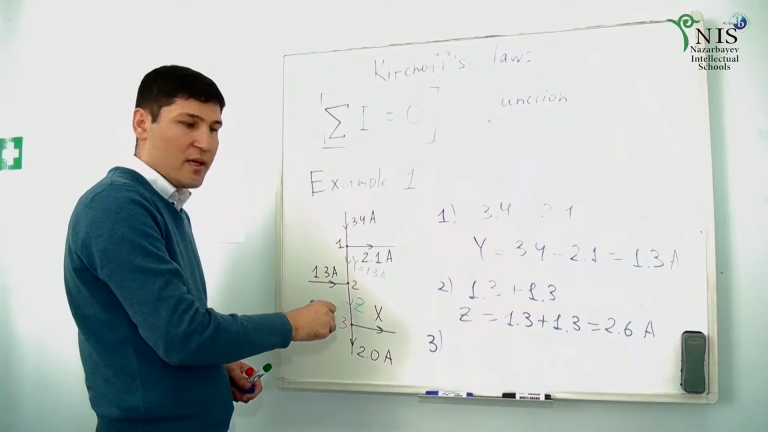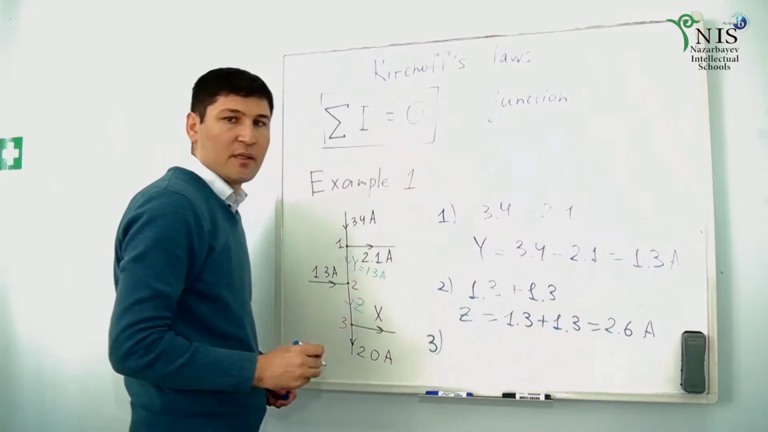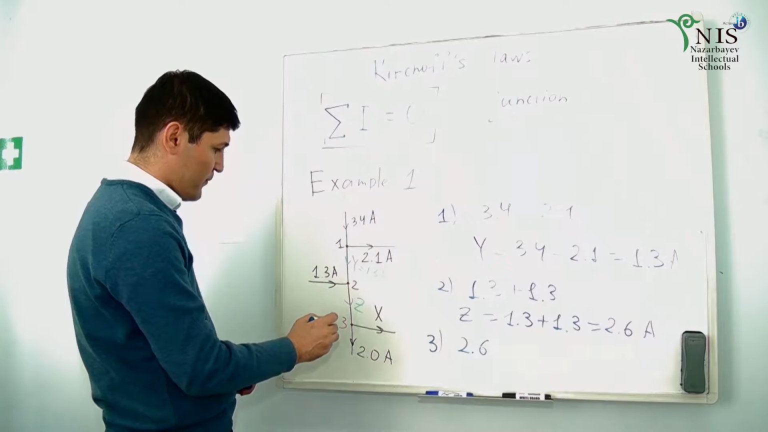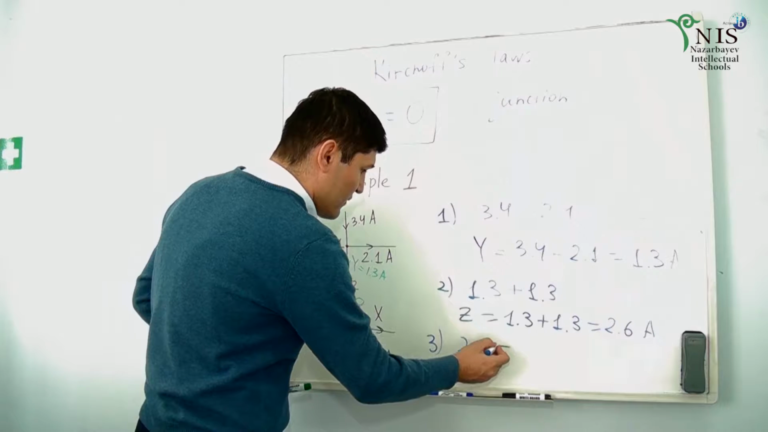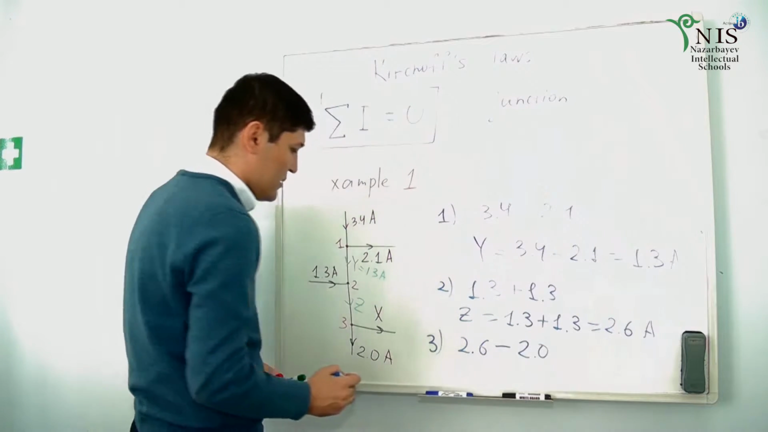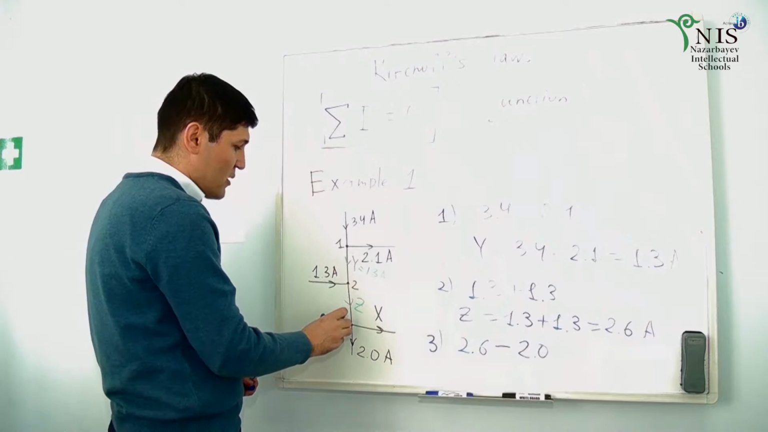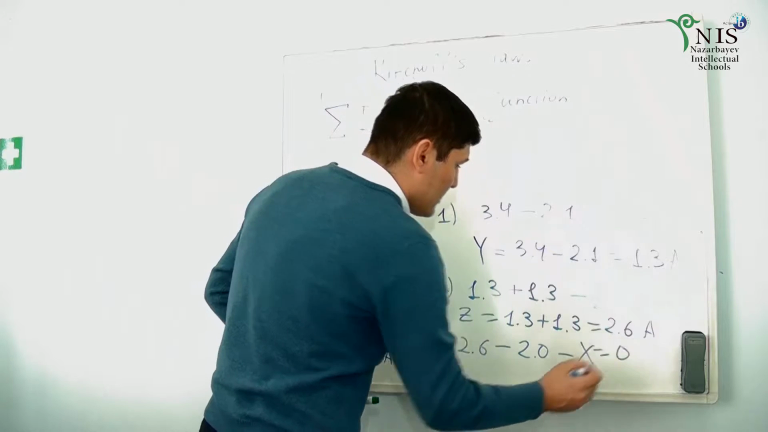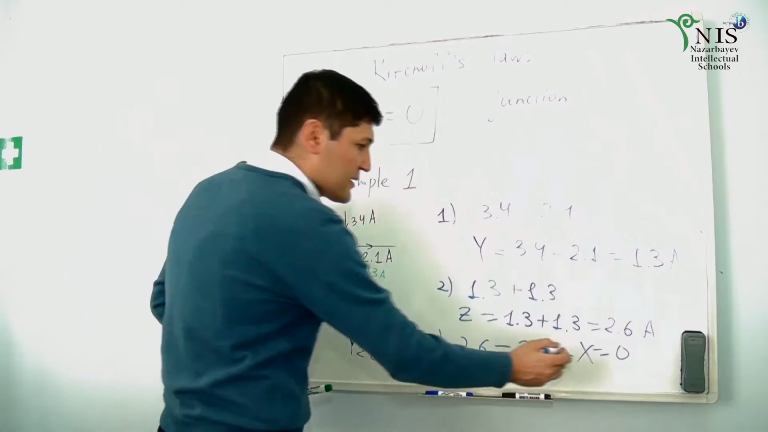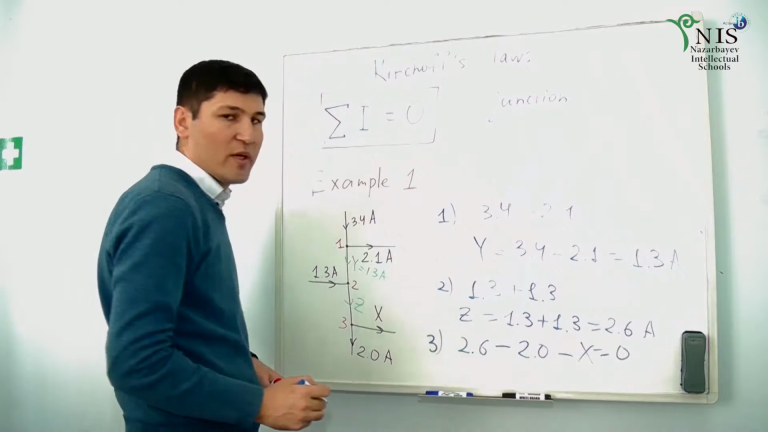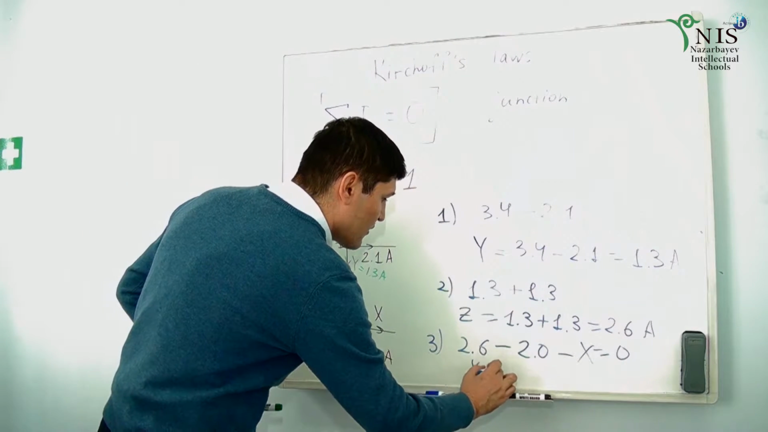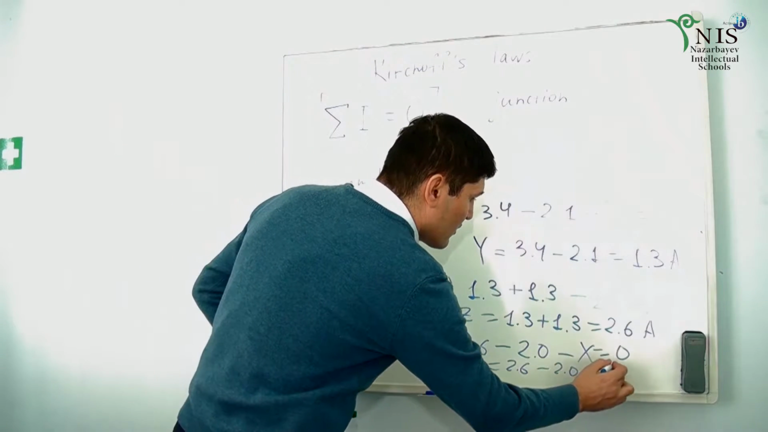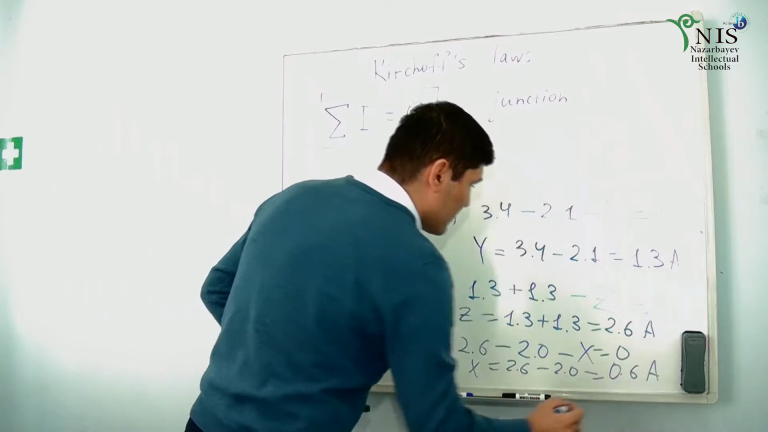So the last junction, junction number 3. We have Z, which is 2.6 amperes going into the junction, positive, and 2 amperes is negative, negative 2 amperes, because it's going out of the junction. And X is going out of the junction, is negative as well, equals 0. So X is negative, therefore I'm going to move it to the right-hand side to make it positive. X equals 2.6 minus 2.0, which is equal to 0.6 amperes.